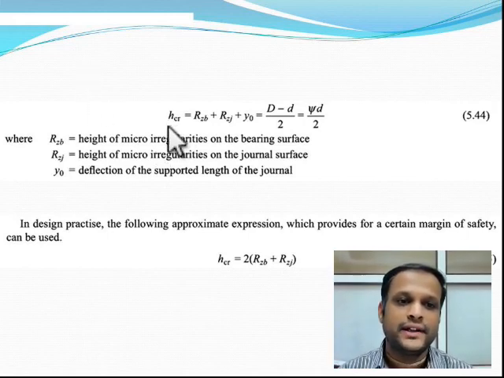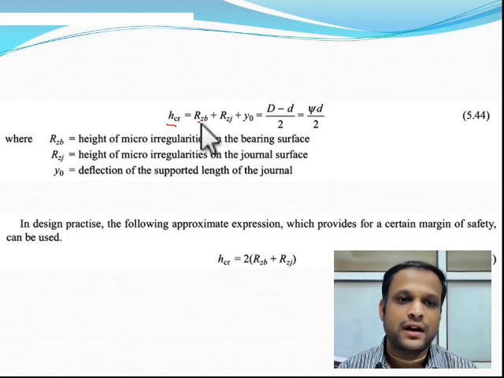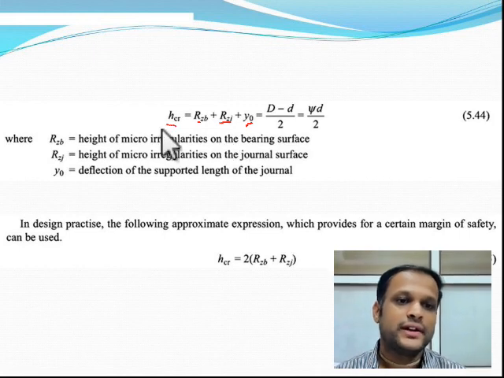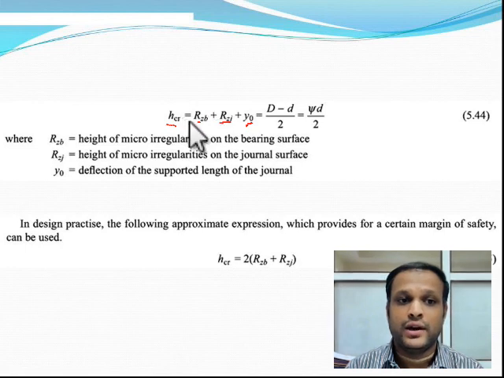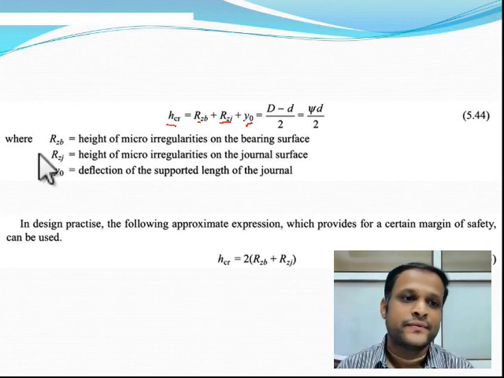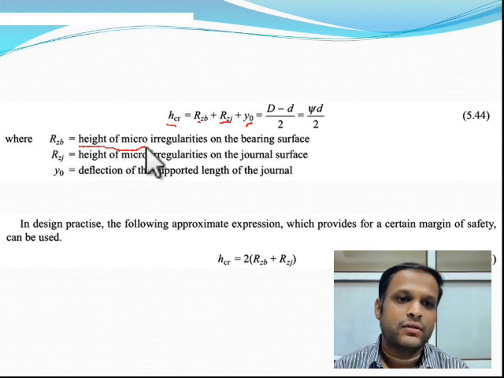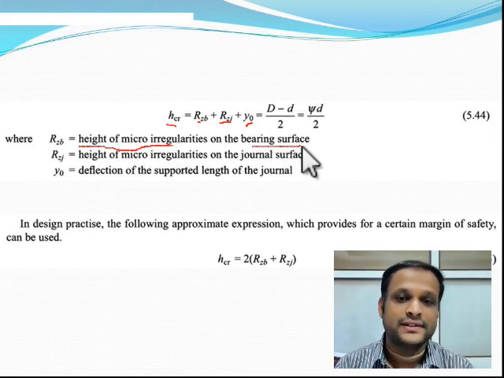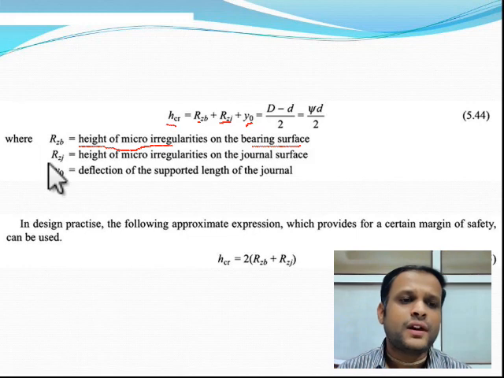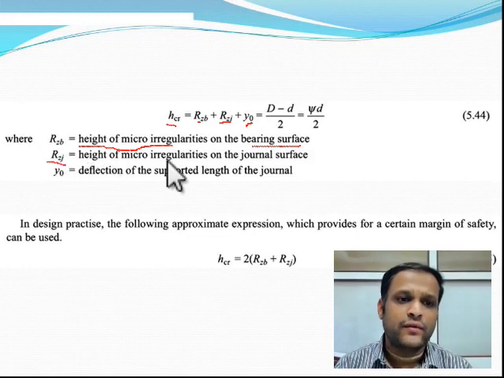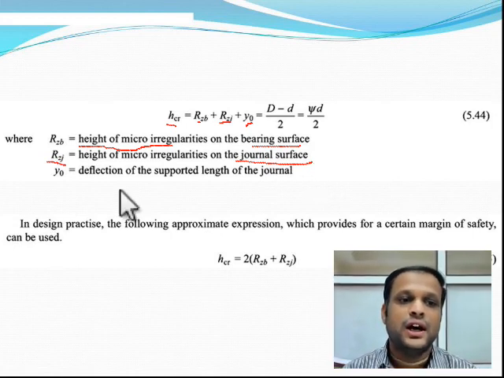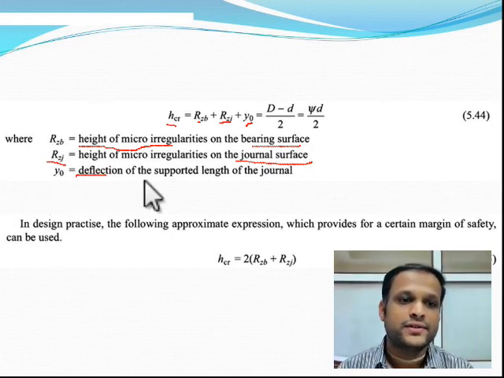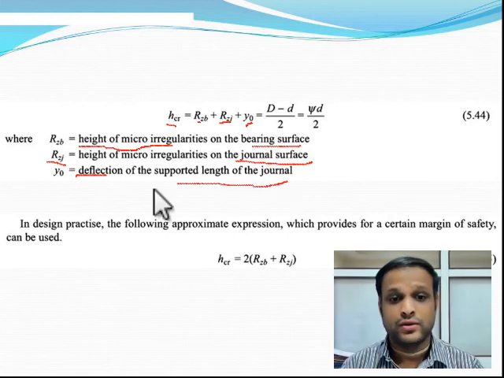It is given by this formula, that is HCR is RZB plus RZJ plus YO. Now let us see what these terms are, and then I will explain graphically what is the significance of these values. RZB is the height of the micro irregularities on the bearing surface, that is the sleeve surface. RZJ is the height of the micro irregularities on the journal surface, that is the surface of the shaft. And YO is nothing but the deflection of the supported length of the journal.